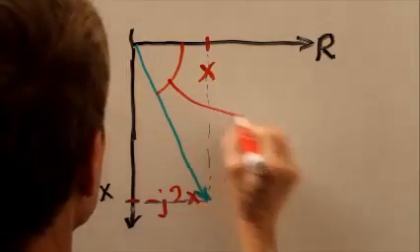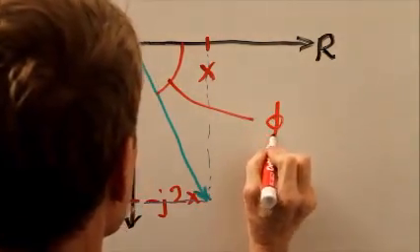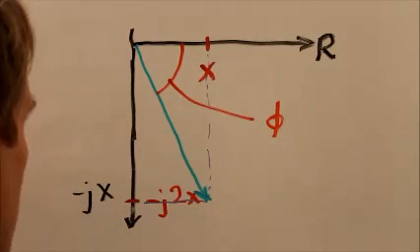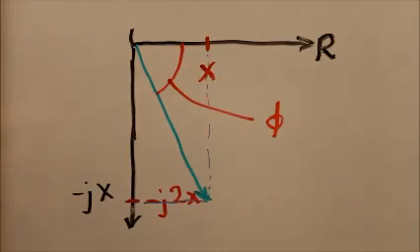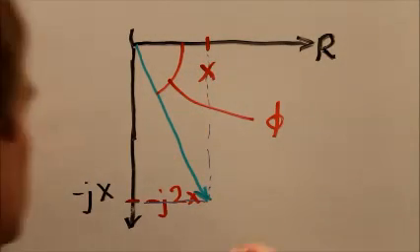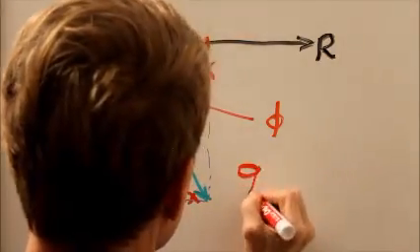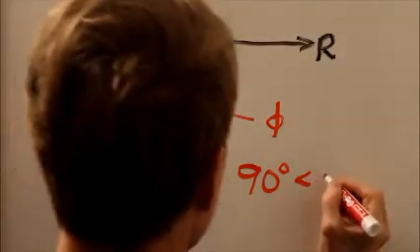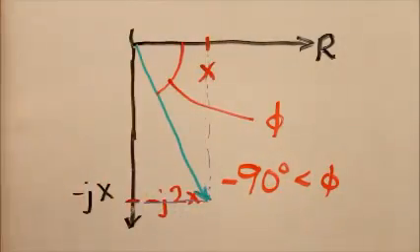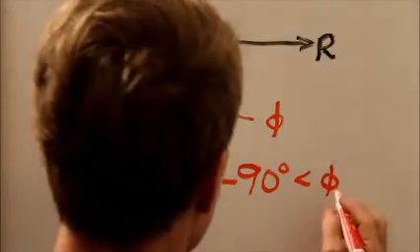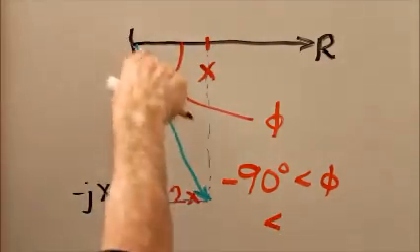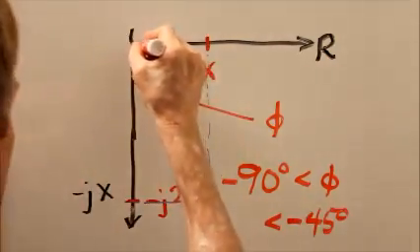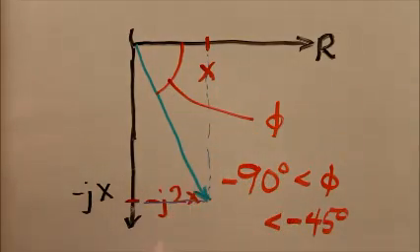This phase angle, which we generally symbolize as a Greek letter phi, which looks like an O with a vertical line through it, it's a negative phase angle because we're going down in negative directions. So this angle phi is greater than minus 90 degrees, which would be going straight down, but it's less than minus 45 degrees, which would be going out equidistant from the two axes like that.